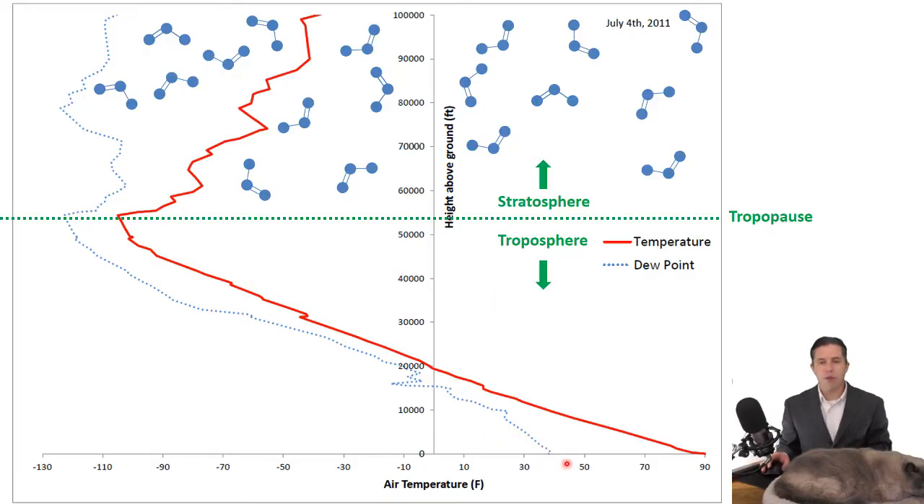Notice what happens with dew point. So dew point at the surface was about 40 degrees, and then you see it goes down, down, down, down. And by the time you get to the stratosphere, the dew point's like minus 100. So that's super, super dry air. Most of the moisture in the atmosphere is down near the surface, okay?